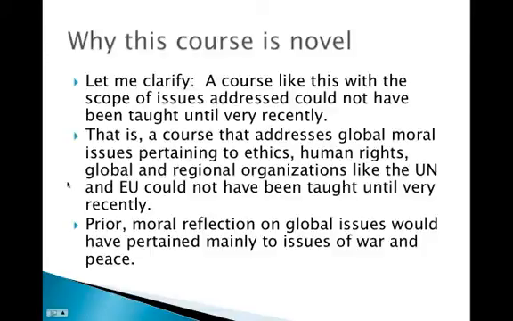Well, it means a course that addresses global moral issues pertaining to ethics, human rights, global and regional organizations like the United Nations and the European Union couldn't have been taught until very recently. Further, prior to that, moral reflection on global issues would have mostly just dealt with war and peace.